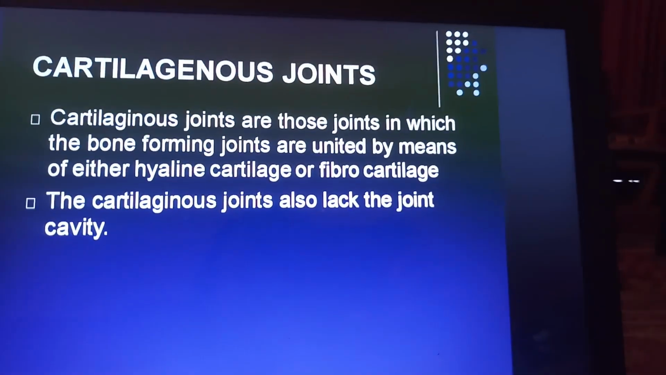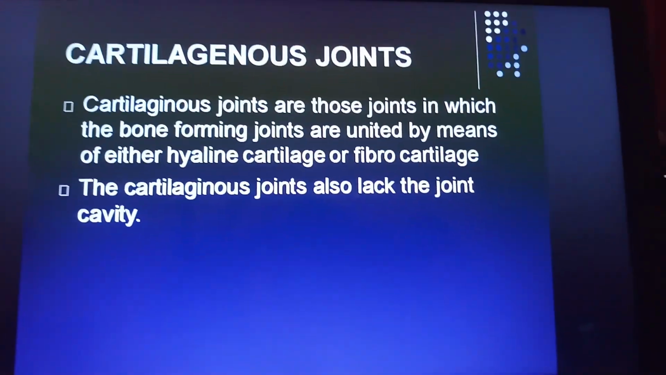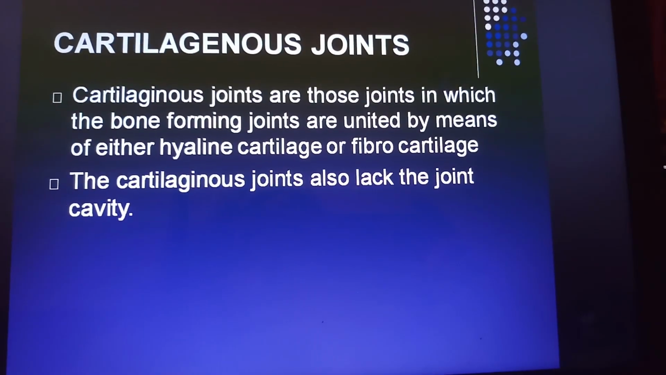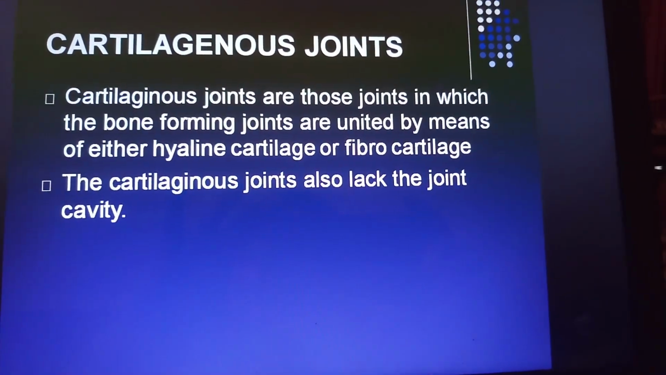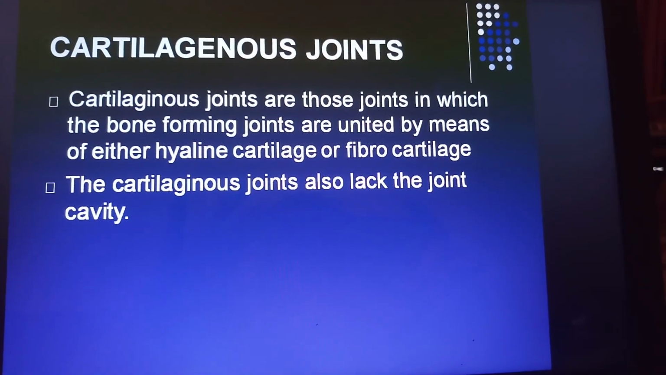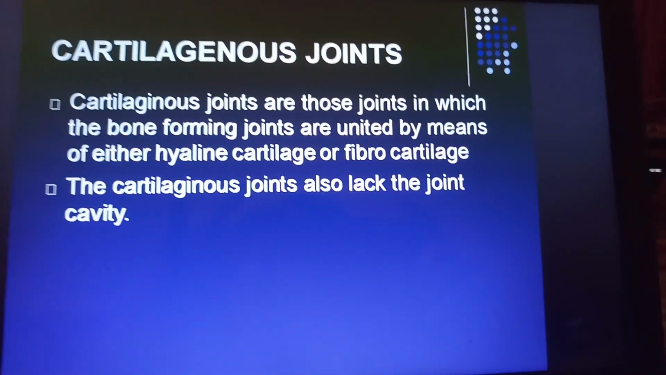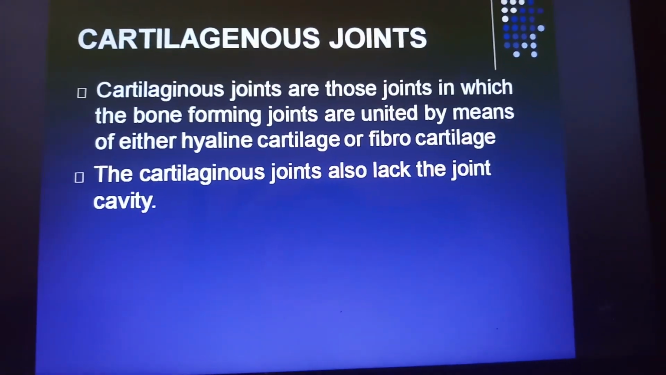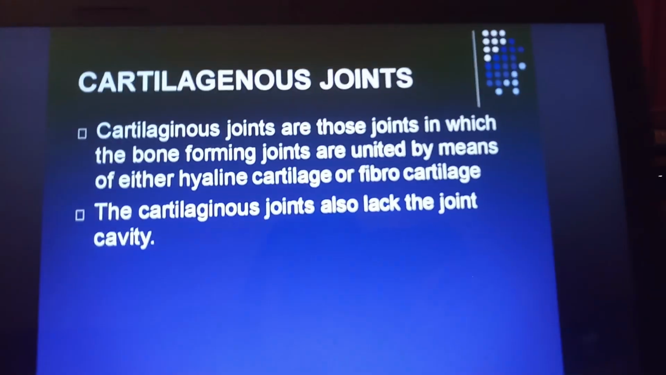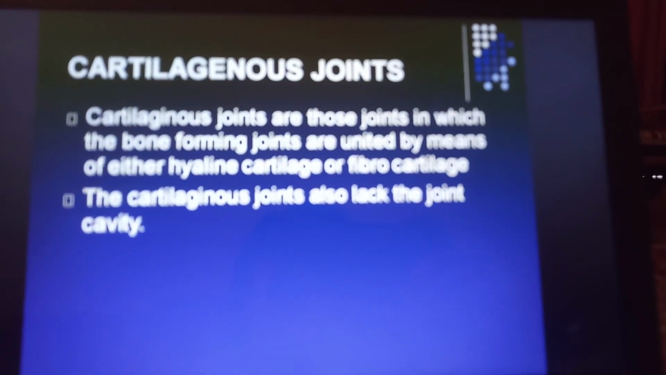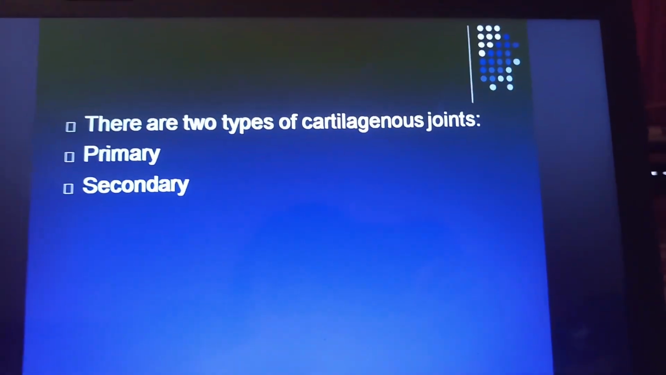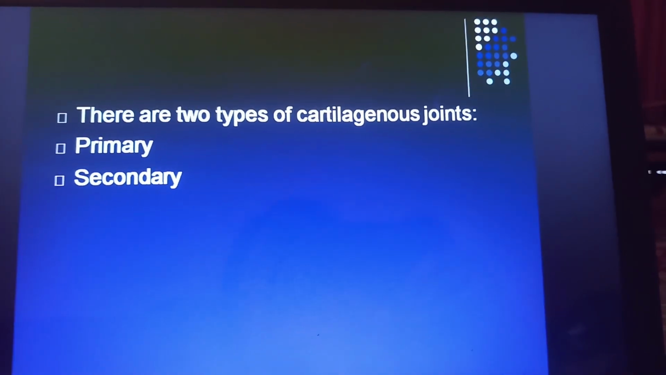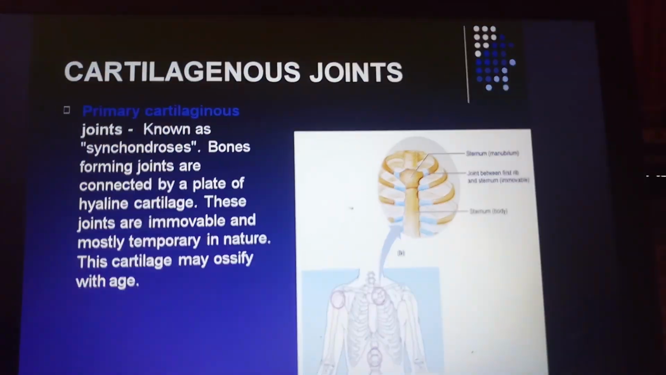These are very simple. Now we come to the second category of the structural classification, which is the cartilaginous joints. Cartilaginous joints are those joints in which the bones forming the joint are united by either hyaline cartilage or fibrocartilage. The cartilaginous joints also lack a joint cavity. But joint cavity is present in which joint? Synovial joint.